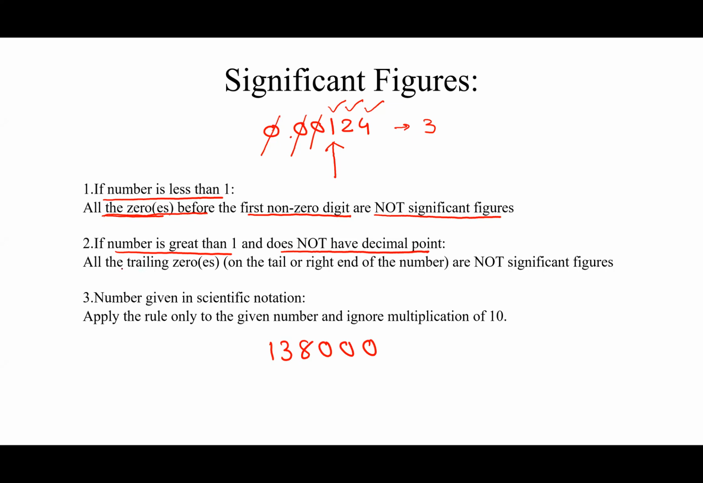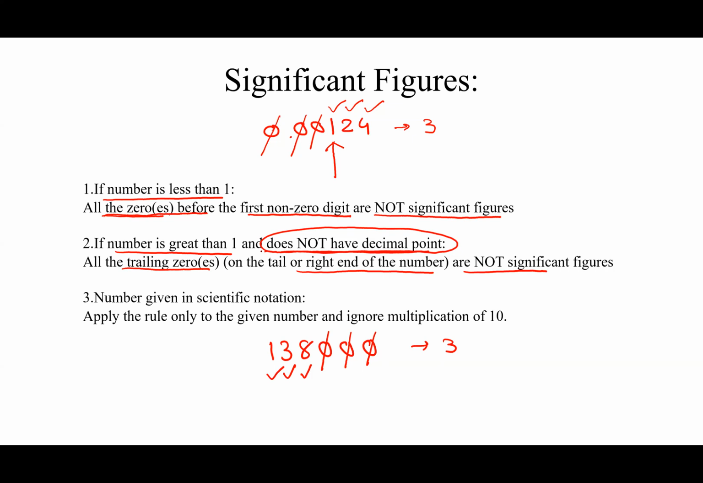Then what is the rule? All the trailing zeros. What do we mean by trailing zeros? The zeros which are on the tail end or on the right end of the number. So in this case, this zero is on the tail, this one is on the tail, this one is on the tail, right? So these are not going to be considered significant figures. If these are not significant figures, it means there are only 1, 2, and 3. There are 3 digits which we are going to consider as significant figures. Is this clear? Yes. Yeah, yes. Great. Yes, Professor.